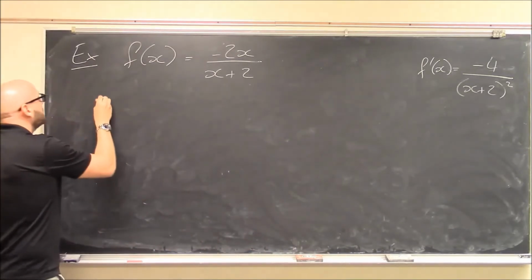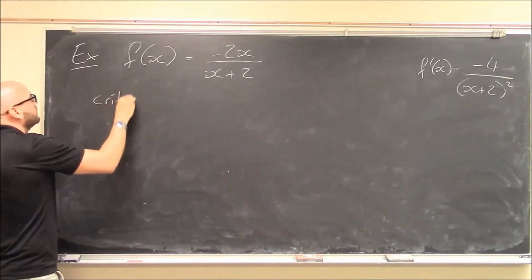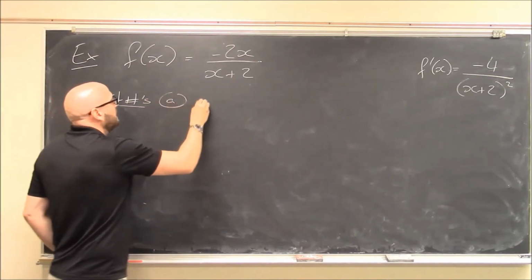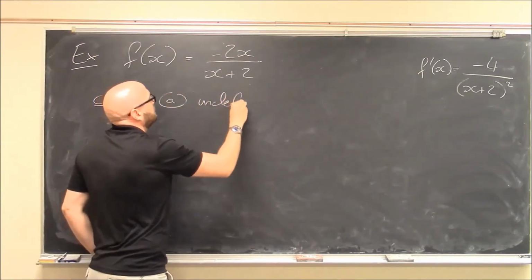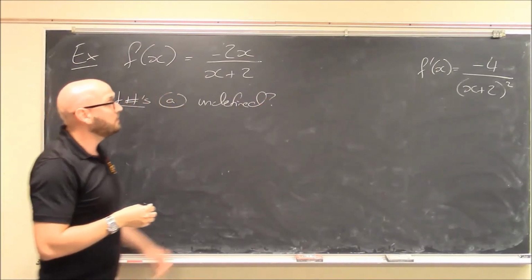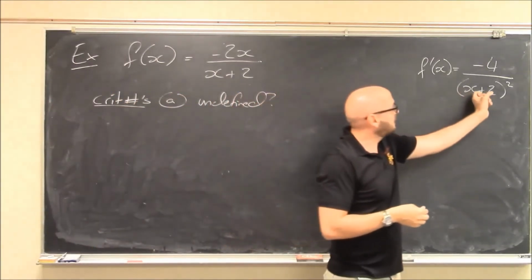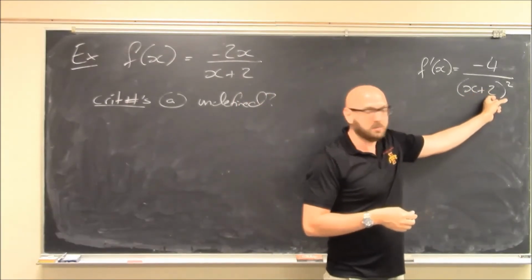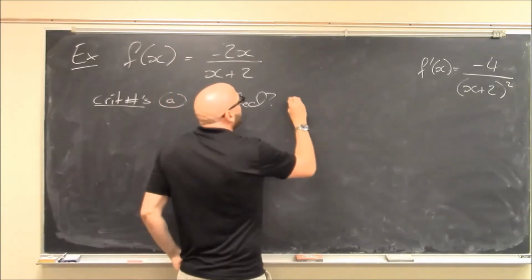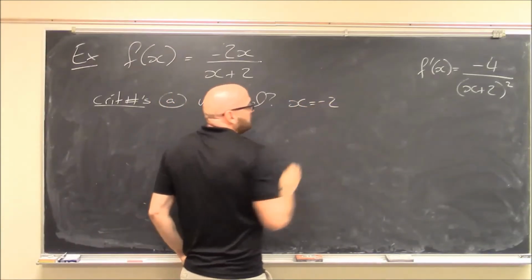What now? So now we want the critical numbers. Critical numbers. A, undefined. Is this ever undefined? And the answer is yes. The derivative is undefined when I plug in x equals minus 2. Right? That causes division by 0. That gives us a 0 denominator. So x equals minus 2.